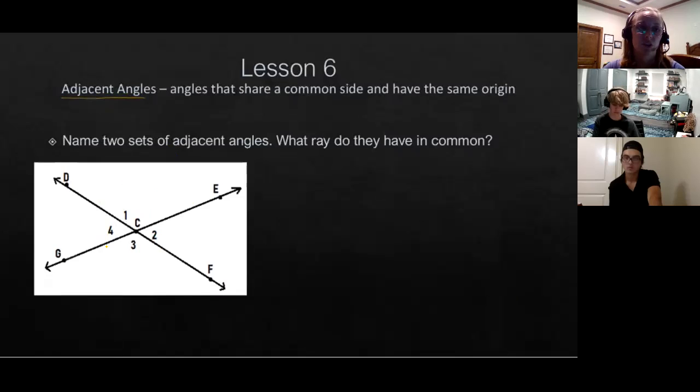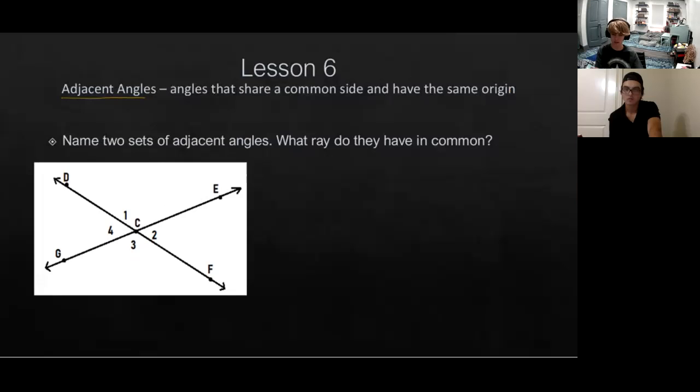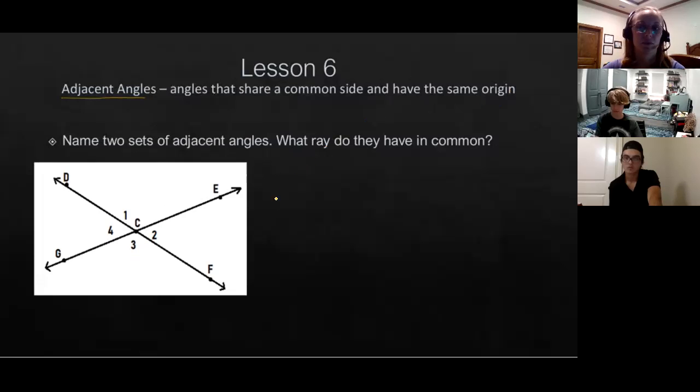In this picture, does somebody want to tell me one set of adjacent angles? Anybody? Okay. Some of you are on mute, some of you are not answering me.